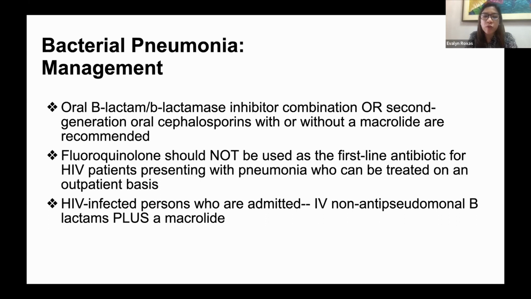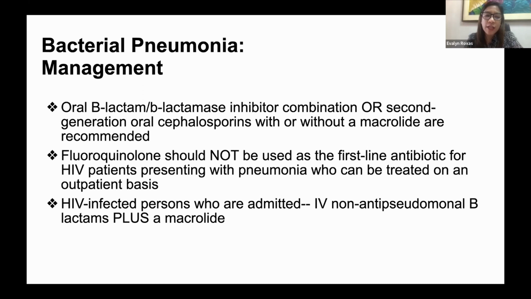It depends on the category of the pneumonia, mild, moderate, or severe, and again, depending on the specific culture result. Okay, so fluoroquinolone should not be used as a first-line antibiotic for HIV patients presenting with pneumonia who can be treated on an outpatient basis. Since we avoid collateral damage and we reserve quinolones for some other indications, FQ should not be recommended as the first-line antibiotic, no?